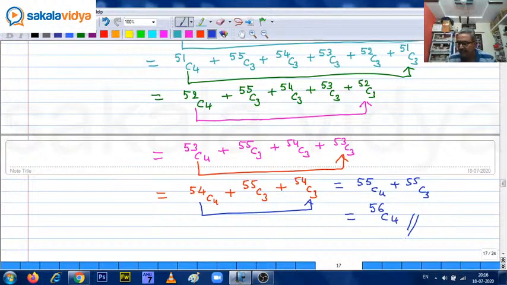Yes, if r is equal to 0, that is 57C4. Absolutely correct.